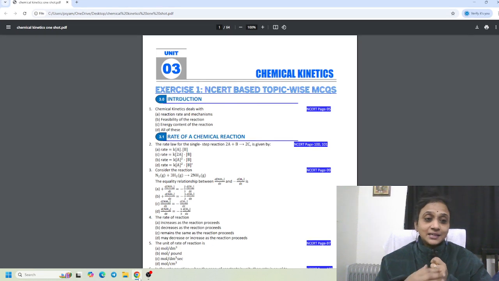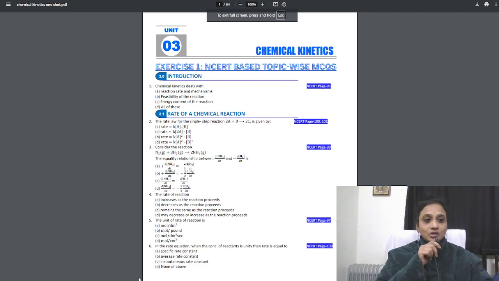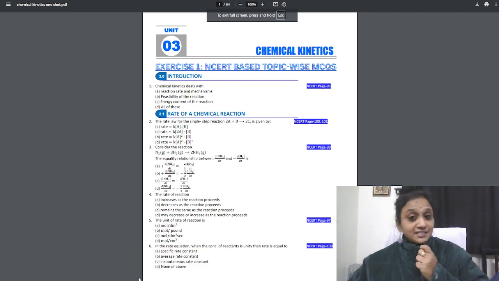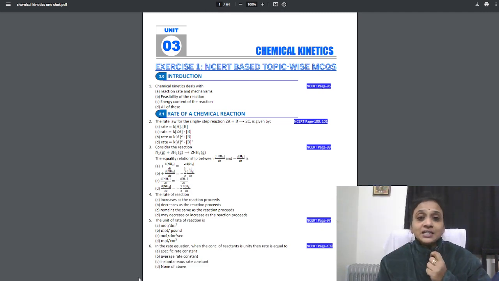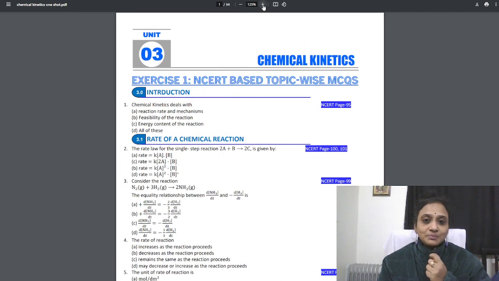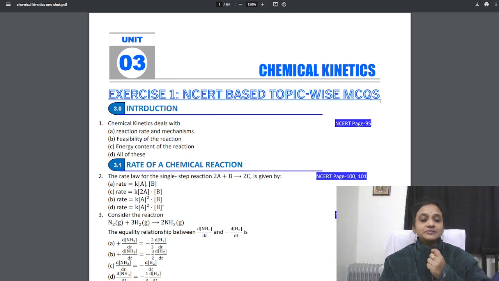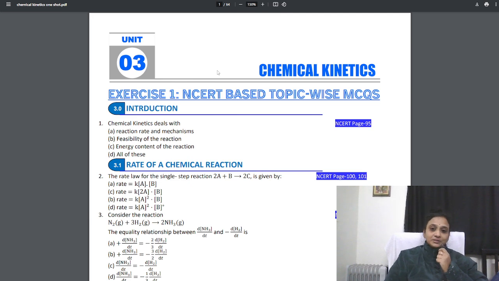So, let us start with your chemical kinetics. Let me maximize it. All right, this is your chemical kinetics chapter, students. As you have seen, in this chapter everything is done line by line by me, so carefully observe. Suppose this is your NCERT chapter, chemical kinetics.